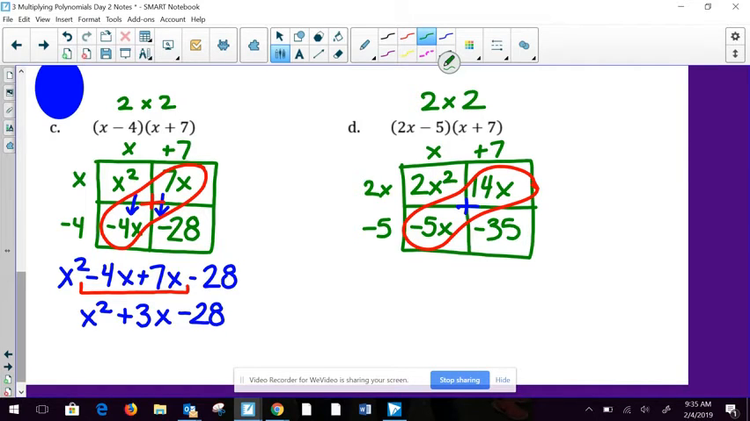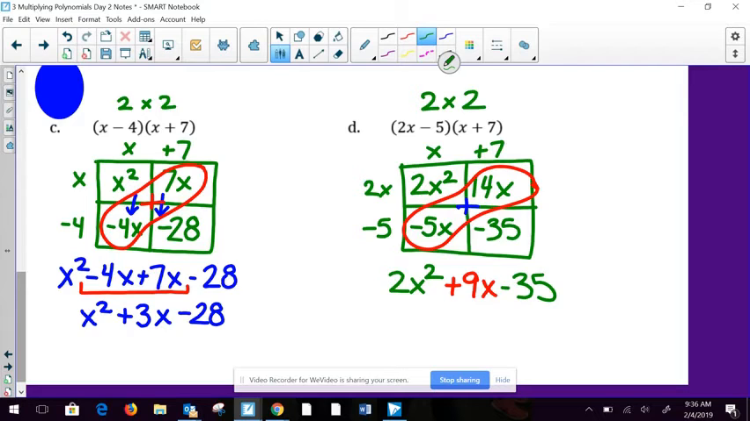So when I write this down, I have 2x squared. Now I'm going to go to my diagonals. What's negative 5 plus 14? Don't guess. Use your calculator to check your mental math. What's negative 5 plus 14? Good. It is a positive 9. Don't forget your x. And then finally, I have a negative 35 in the end.